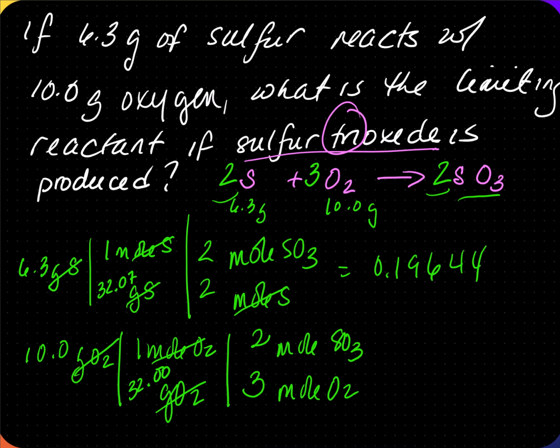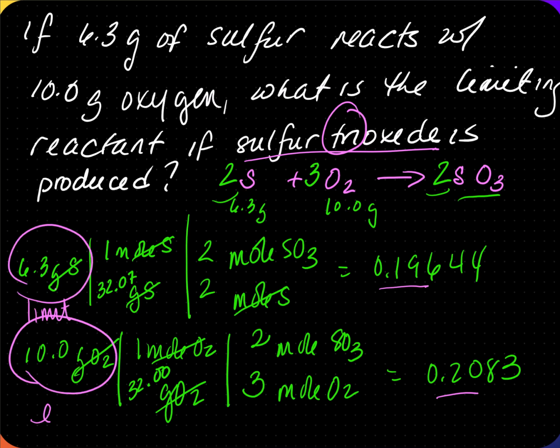For the bottom one, 10 times 2 divided by 32 times 3 gets you 0.2083. So by looking at the answers, you notice that sulfur produces 0.196 moles of SO3, while oxygen produces 0.208. So my sulfur here is my limit, and my oxygen here is my excess.